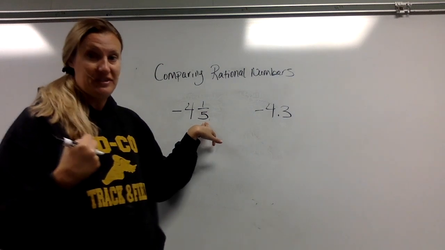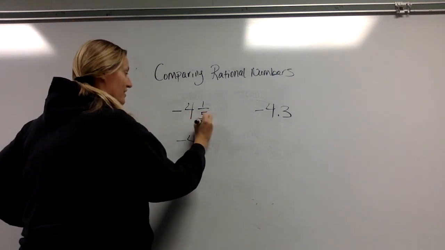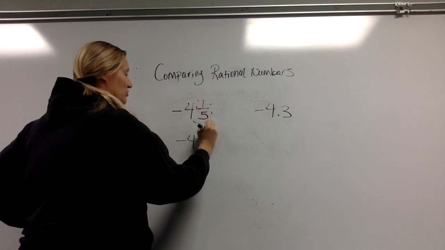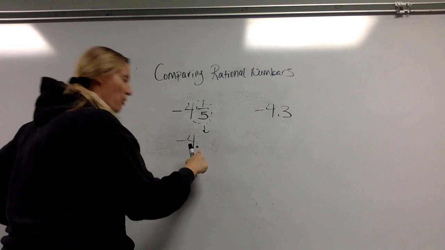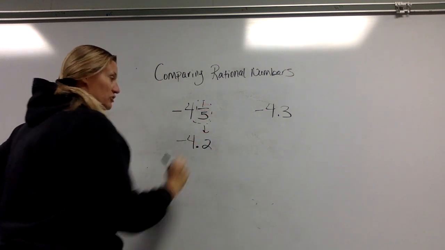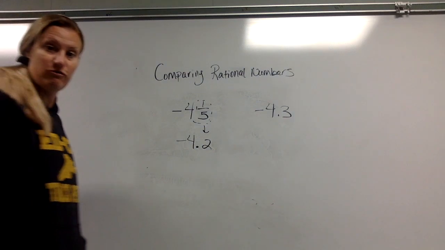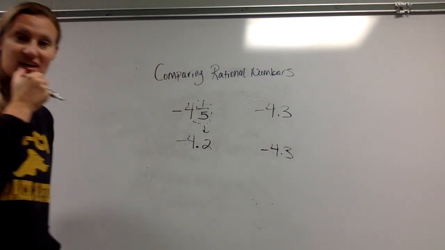To me, that's a little easier. So remember, with a mixed number, the -4 will stay. That's what I'm changing to a decimal. So -4 1/5 becomes -4 point whatever that decimal is. So 1 divided by 5 is .2. So that becomes -4.2. This, of course, is still -4.3. It was a decimal. I'm going to keep it as a decimal.